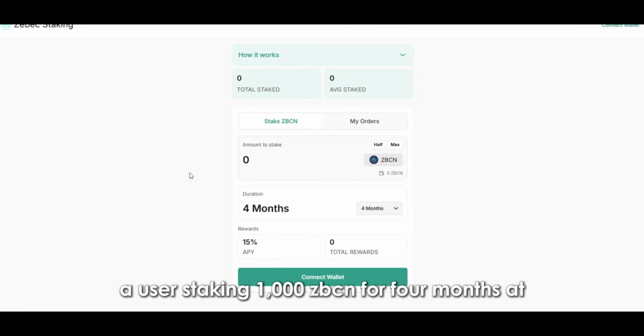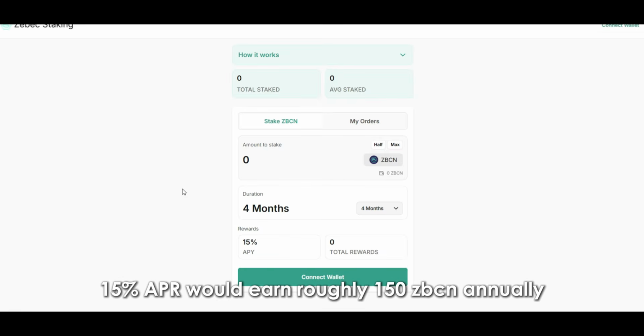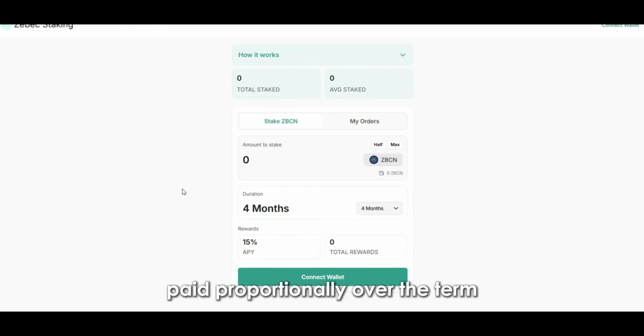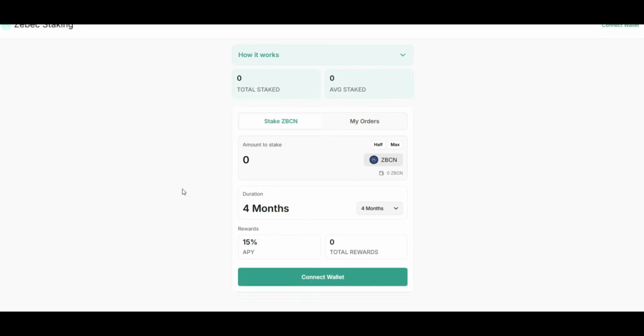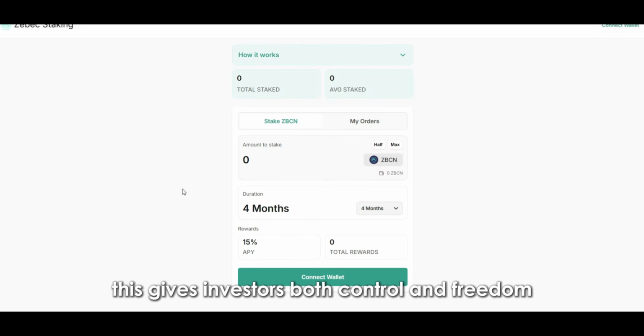For example, a user staking 1,000 Zbcn for 4 months at 15% APR would earn roughly 150 Zbcn annually, paid proportionally over the term. After completion, rewards are credited to the user's wallet. The staking system also offers flexibility. The APR rate is fixed for the chosen term, and once the staking period ends, users may either restake or withdraw their coins. This gives investors both control and freedom.